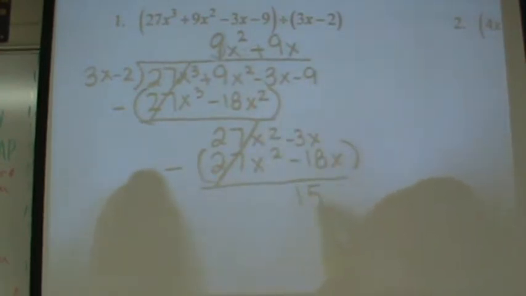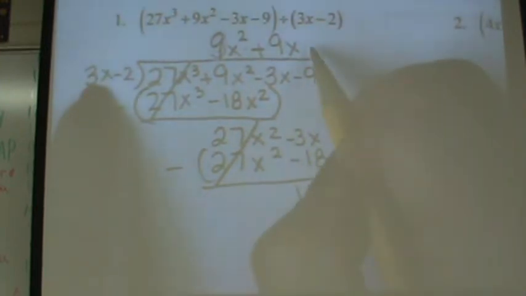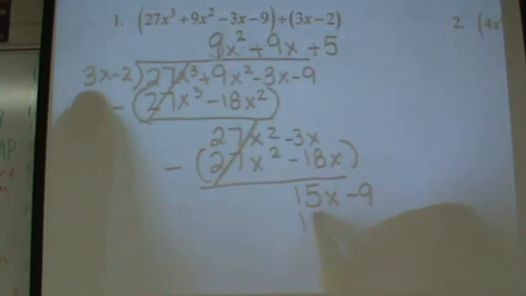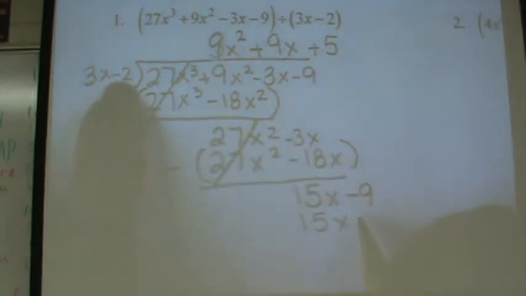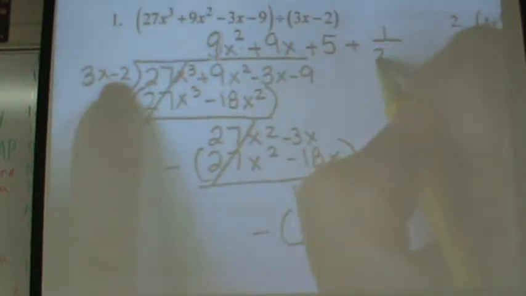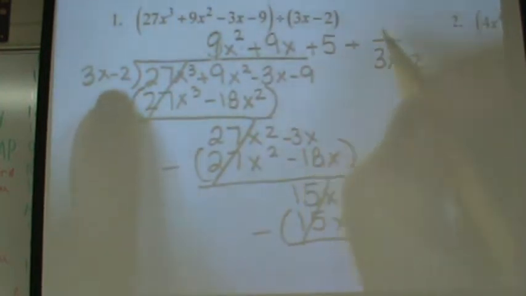So you have 15x, bring down the minus 9, and we need a 5 here. 5 times 3x is 15x, and 5 times negative 2, negative 10. And when we subtract, these cancel, you get negative 9 plus 10, which is 1. So we have a remainder of 1 over 3x minus 2.